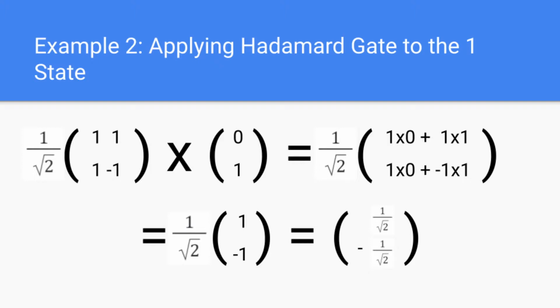Now when multiplying this out, you will get still the scalar value of 1 over root 2 on the outside, and on the inside we will have 1 times 0 plus 1 times 1 on the top, and on the bottom we will have 1 times 0 plus negative 1 times 1. Adding these values together, we get 1 over root 2 on the outside times 1 on the top and negative 1 on the bottom. When we multiply the scalar value in, we get 1 over root 2 on top and negative 1 over root 2 on the bottom. And as we learned on the last slide, this is also called the minus state.